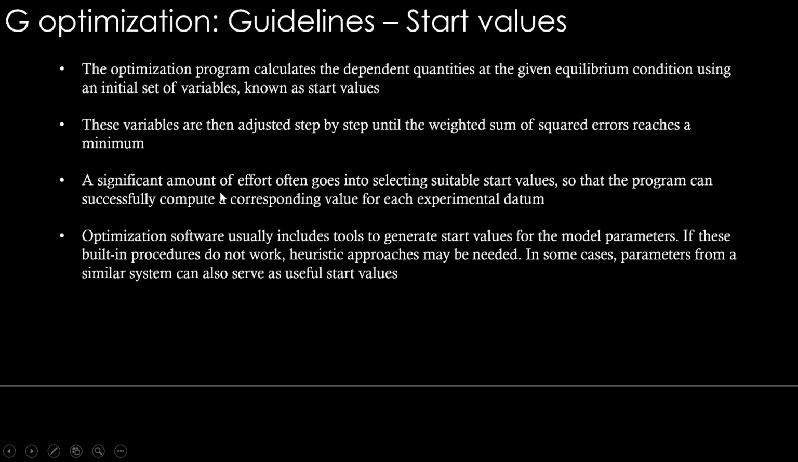Then a significant amount of effort goes into selecting suitable start values, okay, so that the program can successfully compute a corresponding value for each experimental data. So this is a difficult part, getting the right start values. Okay. The optimization software usually includes tools to generate start values for the model parameters. If these built-in procedures don't work, that's where heuristic approaches may be needed. In some cases, parameters from a similar system can also serve as useful start values.